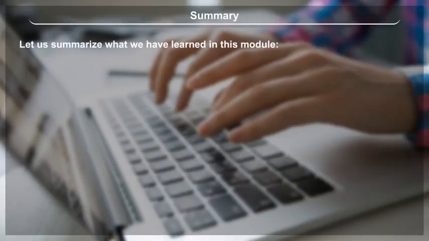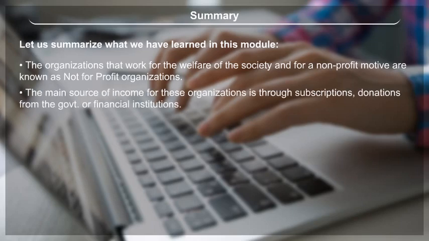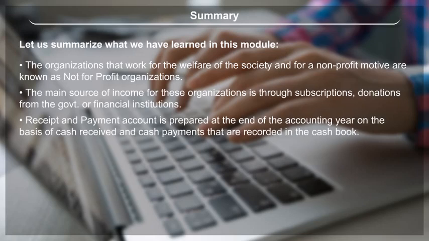Summary. Let us summarize what we have learned in this module. The organizations that work for the welfare of the society and for a non-profit motive are known as not-for-profit organizations. The main source of income for these organizations is through subscriptions and donations from the government or financial institutions. Receipt and payment account is prepared at the end of the accounting year on the basis of cash received and cash payments that are recorded in the cash book.